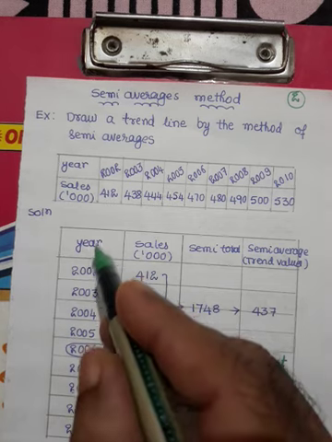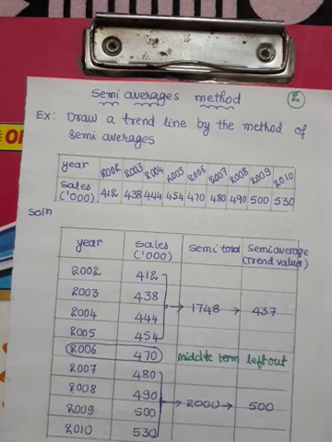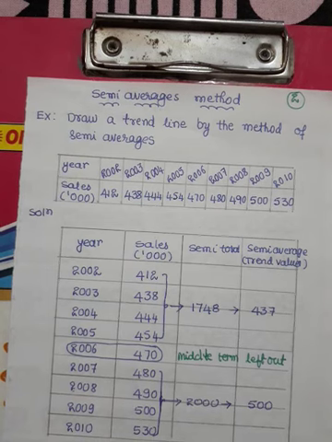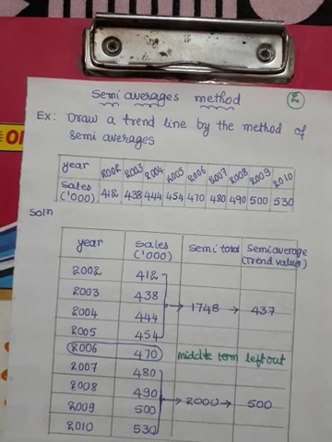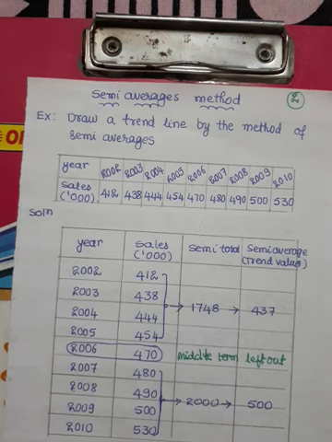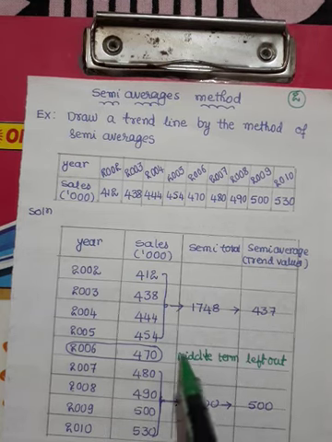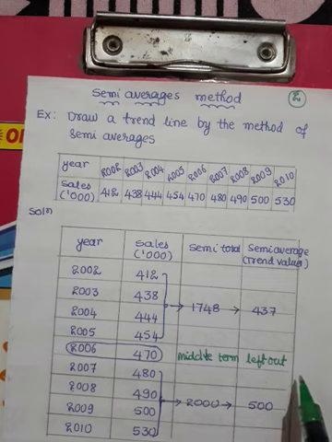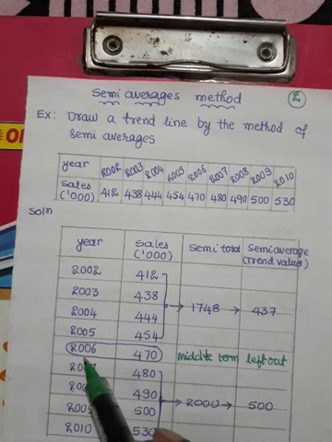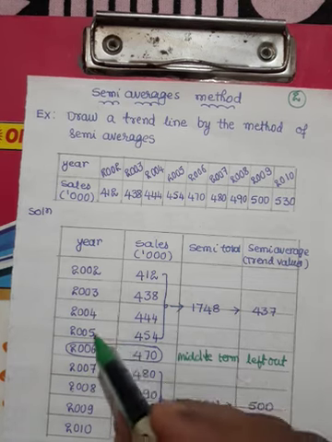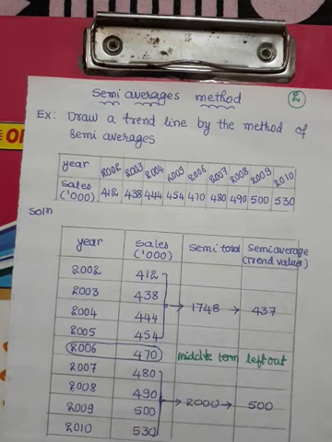There are 9 time periods, 9 years, so it is an odd number of years. In case of an odd number of years, we cannot split the data into exactly 2 halves. So the middle year, that is the 5th year, is to be deleted. Here the middle term is left out. Now we get the first 4 years and the next 4 years.